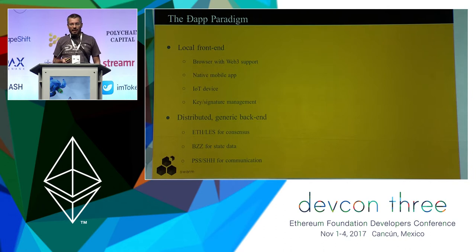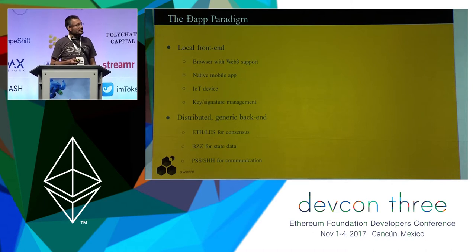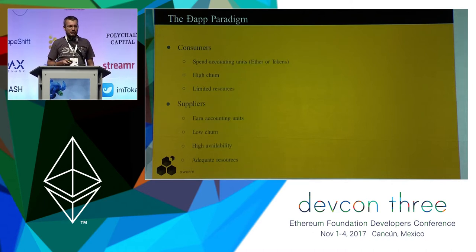The backend is typically generic, and I will talk a little bit later about the deeper reasons behind that, but the kind of backends on which we rely are the ETH and LES protocols for consensus, so it's either a full node or a light node on the Ethereum network. So each node needs to be an Ethereum node. We use Swarm for permanently storing large amounts of data and accessing data. And we use either PSS or Whisper for node-to-node communication. So all of these backends are entirely general purpose. They're not application specific.